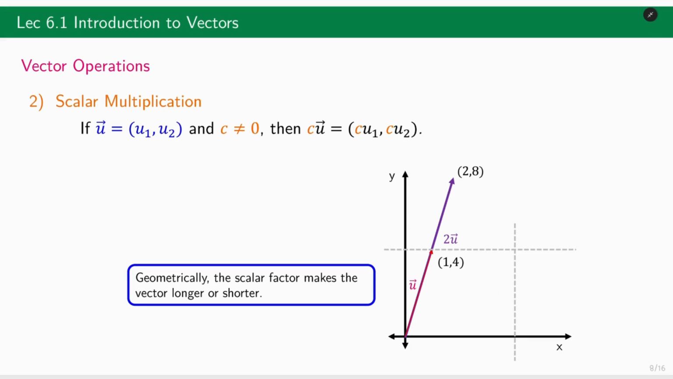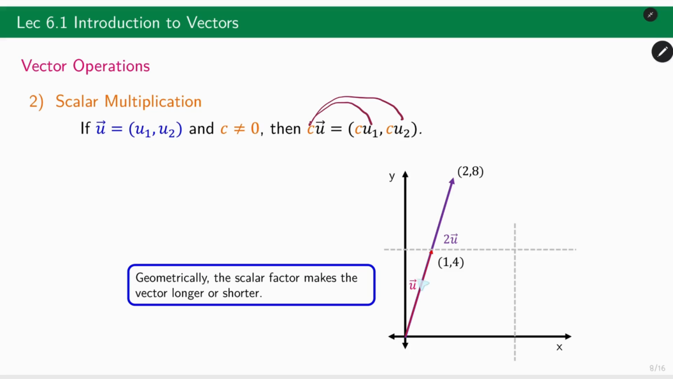Next, we have the scalar multiplication. If vector u has the components u1, u2, and c is not equal to 0, c is any real number, then c times vector u is equal to the following. The components will now be cu1, cu2. Meaning to say, you're just going to distribute the c to the components. Geometrically, the scalar factor makes the vector longer or shorter.